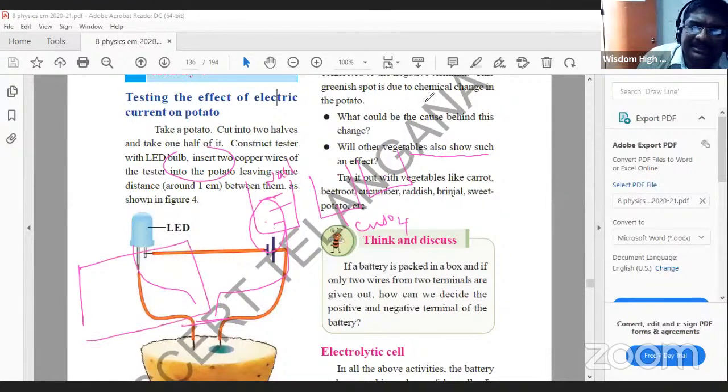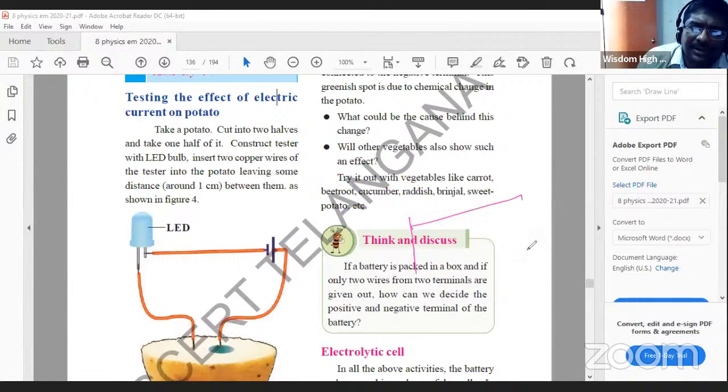For example, take this battery. On this battery, you can identify two terminals: one is a positive terminal and one is a negative terminal. Here, one is a positive terminal and one is a negative terminal. The wires are given here like this. On this wire, the plus represents positive and the other represents negative. Likewise, we can identify the positive and negative terminals.